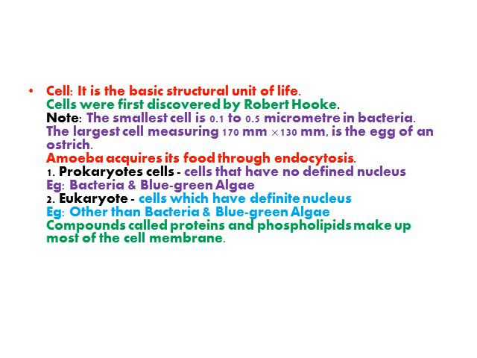Amoeba acquires its food through endocytosis. Prokaryotic cells. Cells that do not have a well-defined nucleus, as in bacteria and blue-green alga. Eukaryotic cells. Cells which have a well-defined nucleus. Compounds called proteins and phospholipids make up most of the cell membrane.